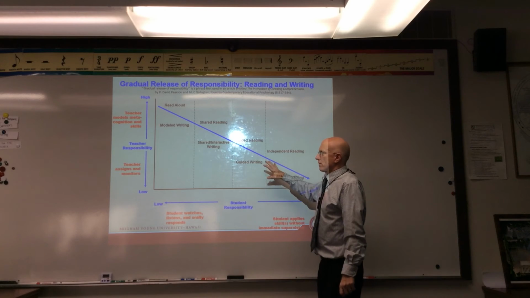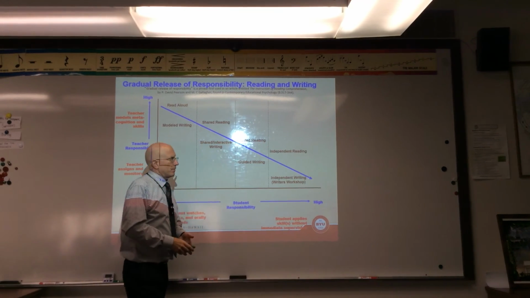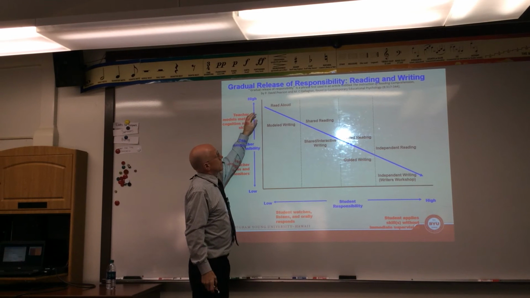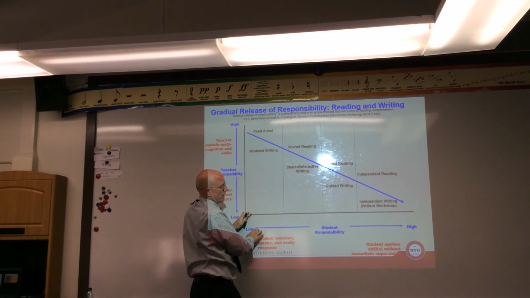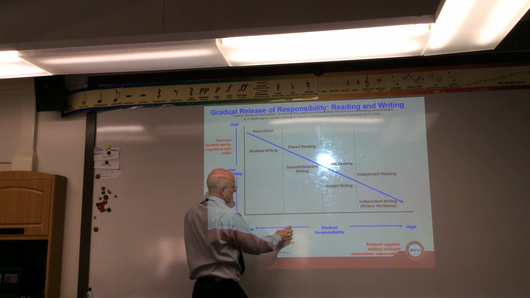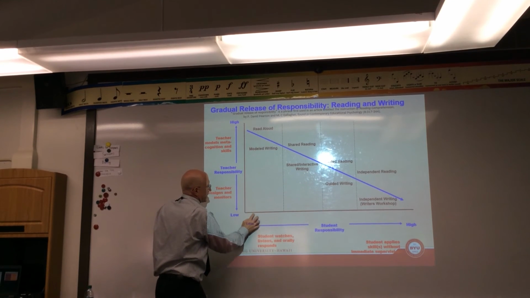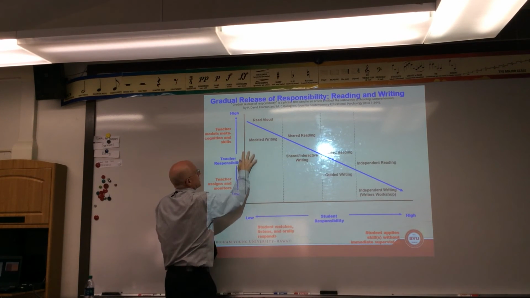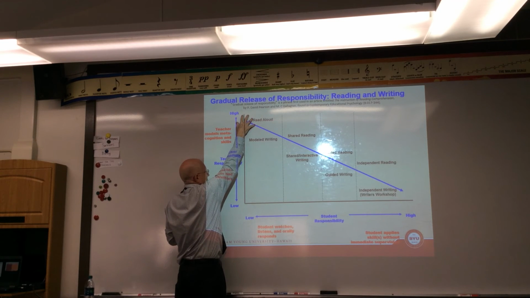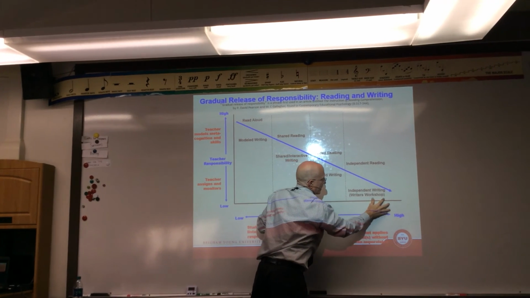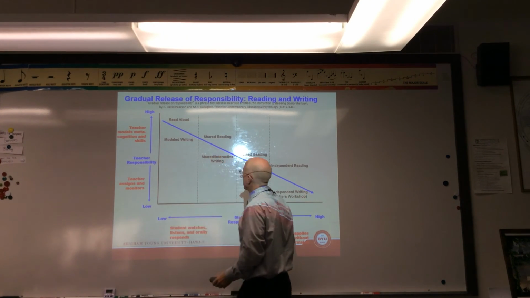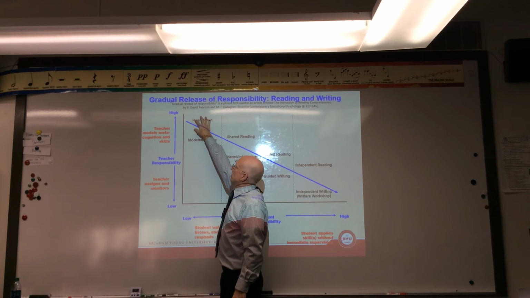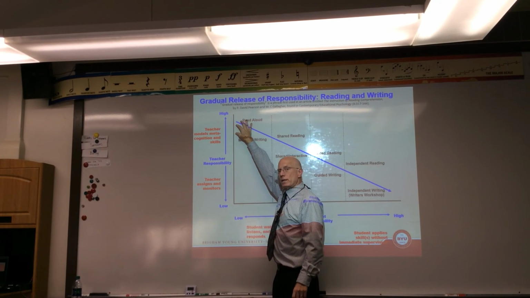All right. This is another way to represent the student responsibility. So imagine this chart. This bottom continuum shows student responsibility. So the student responsibility is very low. The teacher responsibility is very high. When the student responsibility is very high, the teacher responsibility is low. Okay? So when the teacher responsibility is high, it would be like reading aloud.